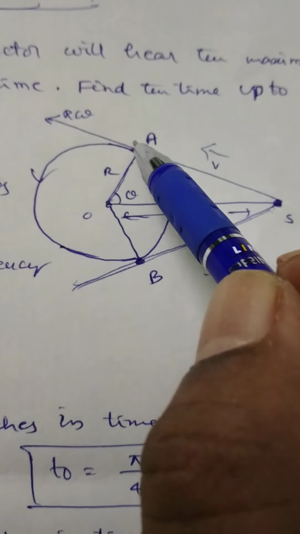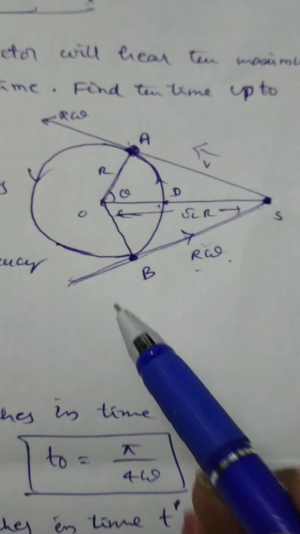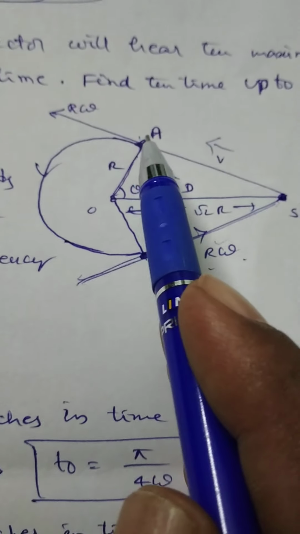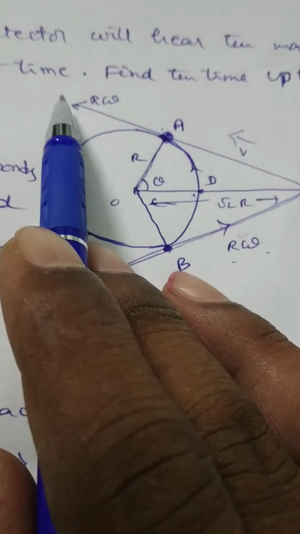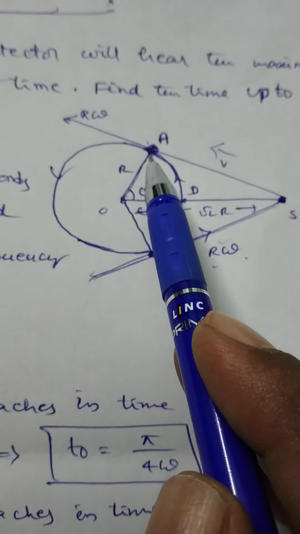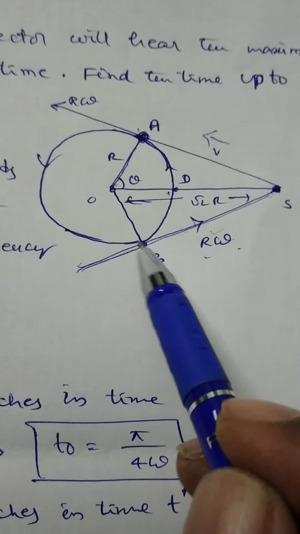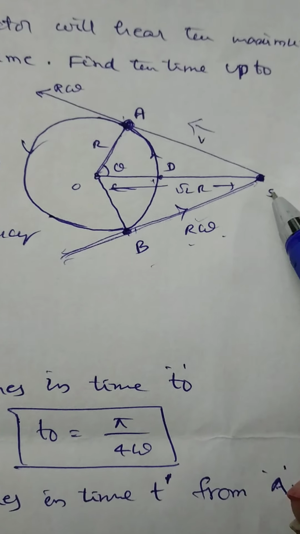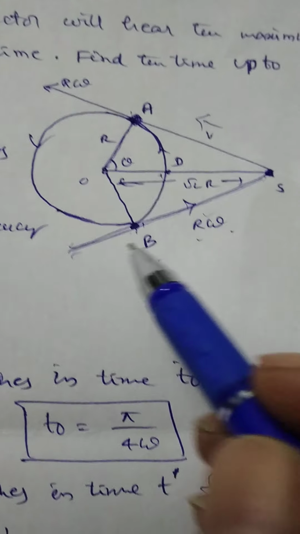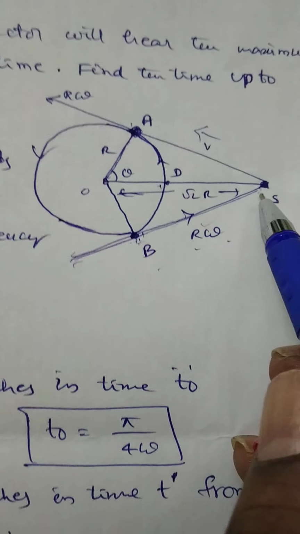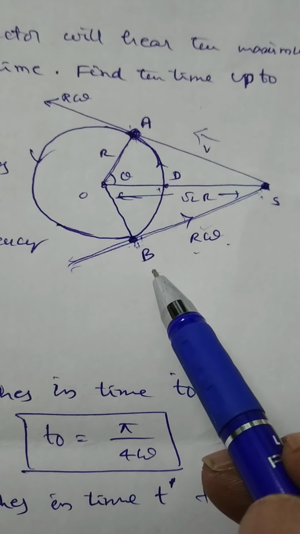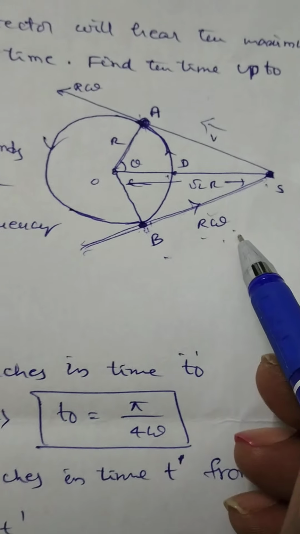From D to A, clearly observe from this diagram, when the detector lies at the point A, he moves away from the source. That means at A, the detector will hear the minimum frequency, and at B, the detector will hear the maximum frequency because the detector approaches towards the source. That's why here the apparent frequency will be maximum. So at A, the apparent frequency is minimum, and at B, the apparent frequency heard by the observer is maximum.